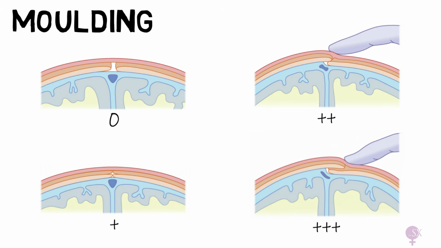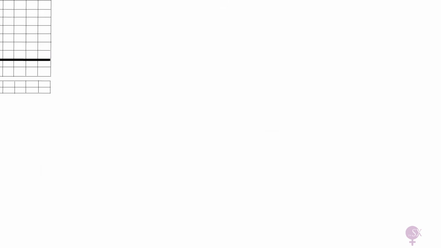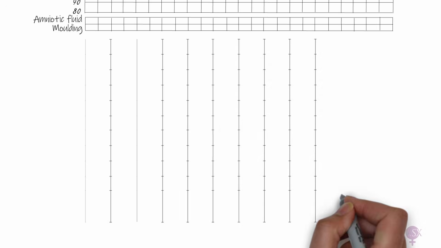This is classified as follows depending on the degree of overlapping of the fetal skull bones. And this can be a sign of cephalopelvic disproportion, where there is a mismatch between the size of the fetal head and the maternal pelvis. Okay, great. So now the next section is describing the cervical dilatation and descent of the fetal head.